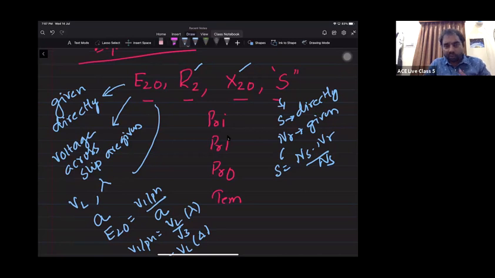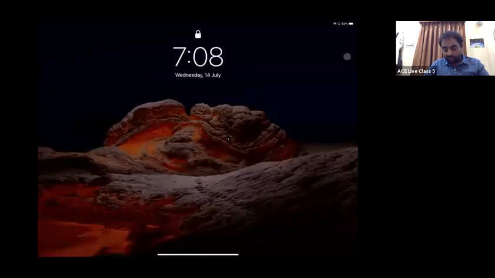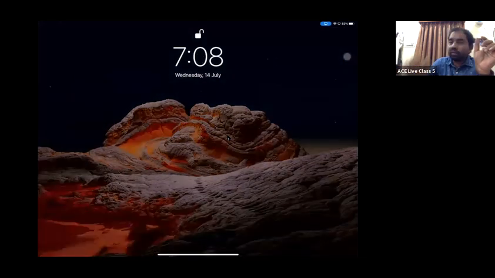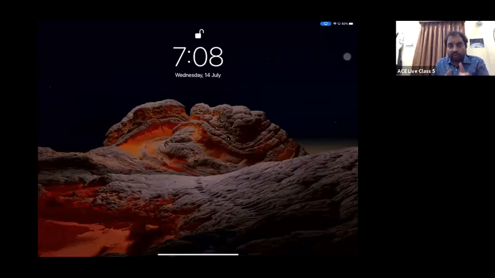So if I want to waste the time, I can take a numerical like this. E2 naught is 100 volts, R2 is 0.12, X2 naught is 0.85, slip is 0.04. Calculate the rotor current. Calculate the rotor power. I can do it like that, but it is a waste of time. But I'm trying to give the flow. I'm trying to give the different concepts which are collected from different textbooks, and you can solve any numerical on this, right? Finally, raise your hands if it is clear.